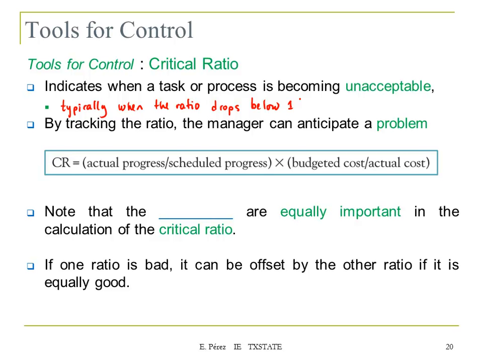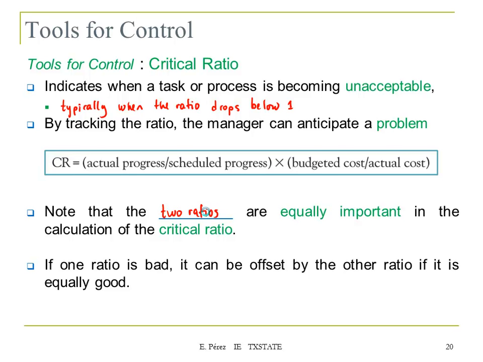Note that this critical ratio is computed using two different ratios. So both of them are important. Note that the two ratios are equally important in the calculation of the critical ratio. And if one ratio is bad, it can be offset by the other ratio if it is equally good. So you can find a balance if you have a bad ratio with a good ratio.